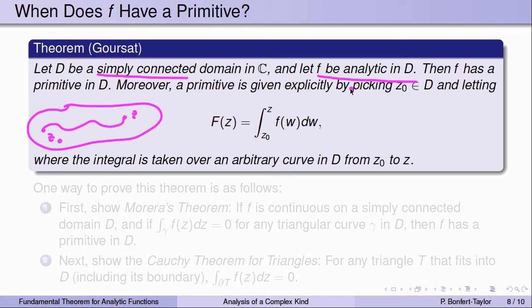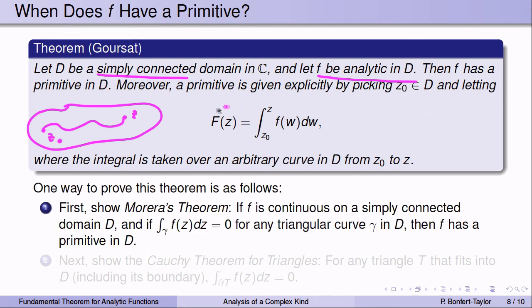So the big statement in this theorem is that if D is simply connected and f is analytic in D, then f has a primitive. I want to show you the steps for this proof. I will not show you the entire proof, but the steps required to prove this very important theorem. The first step consists of showing Morera's theorem, which says the following.